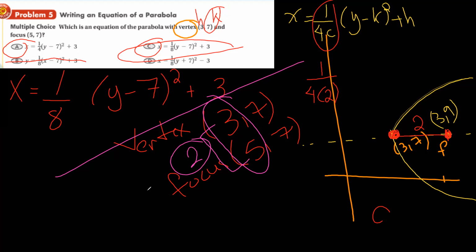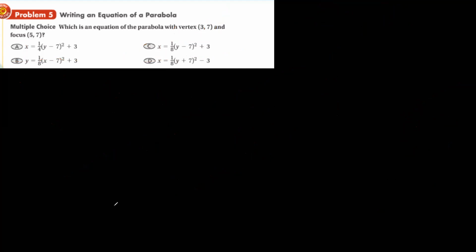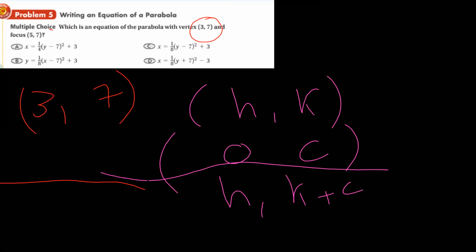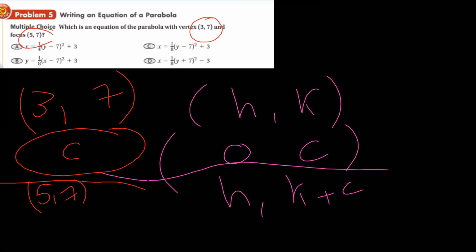Because I told you before, if you have a vertex (h, k), every time add 0, c to it like this, you will have now (h, k plus c). So what does it mean? That means if you have now 3, 7 here, and you know that the focus is 5, 7, so what is the value of c? 5 minus 3, which is 2. Is it clear now? Yes.